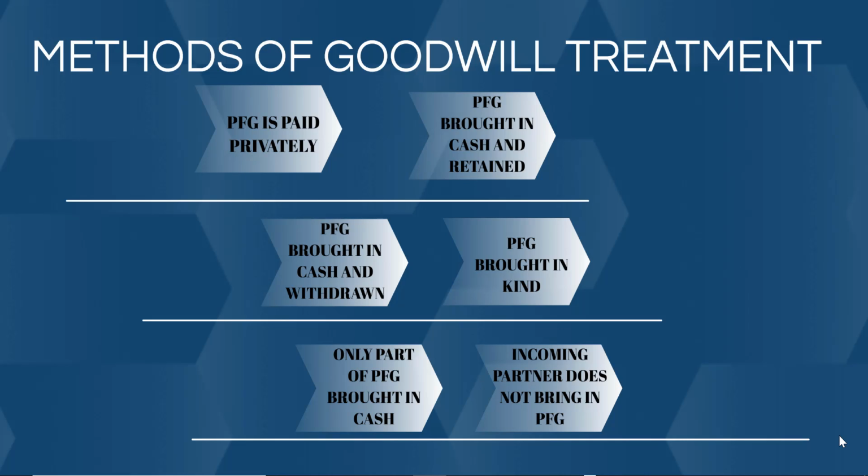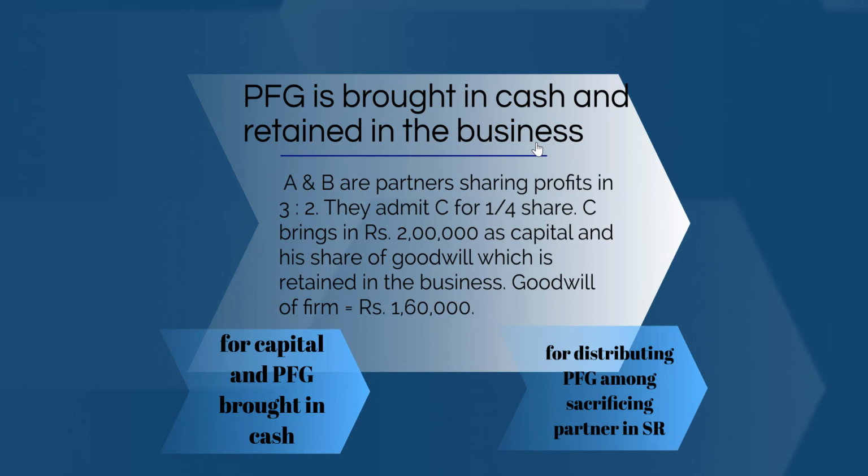The second method, premium for goodwill is brought in cash and retained in business. Let's say A and B are partners sharing profits in 3:2. They admit C for 1/4 share. C brings in rupees 2 lakh as capital and his share of goodwill, which is retained in the business. Goodwill of the firm is equal to rupees 1,60,000.